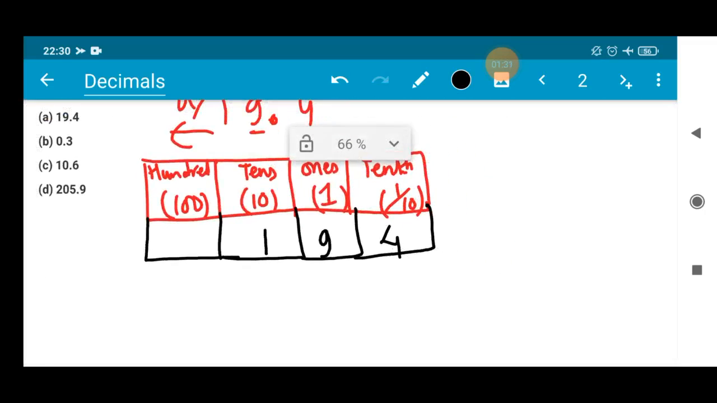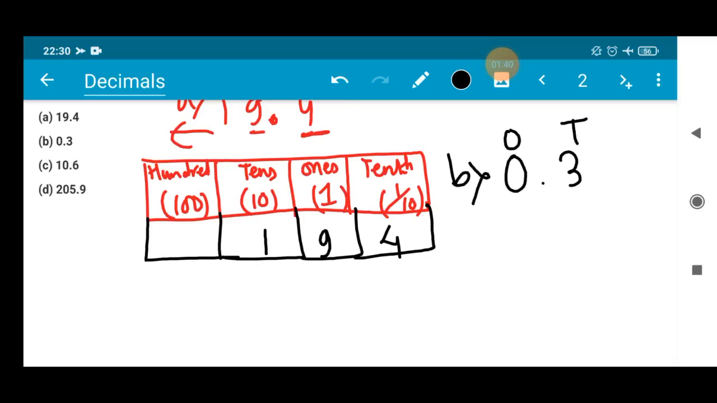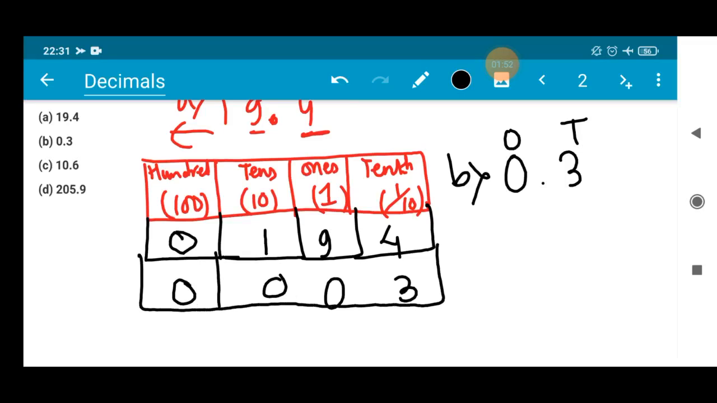The next number is B. 0.3, very simple. So 0.3, if we look at it, there is a tenth position and a ones position. So in ones you will write 0 and in tenth position you will write 3. Isn't it very similar? Or you can also fill the place values in which there is nothing. You may simply write 0 and fill the place out there.